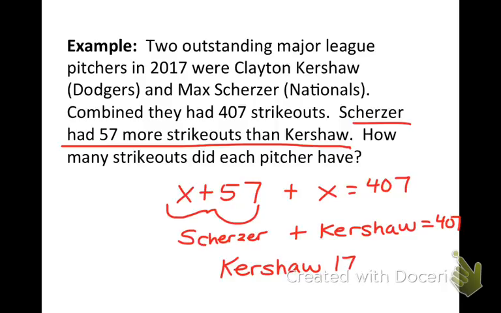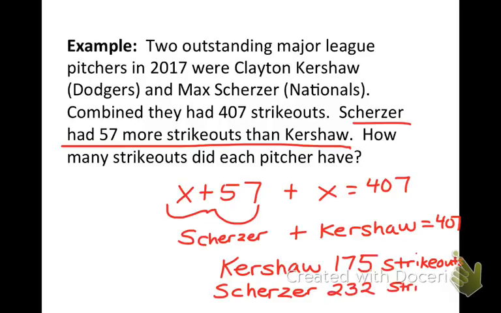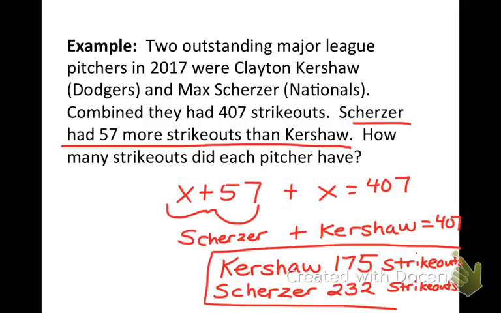So Kershaw had 175 strikeouts. That's according to Google, if we believe Google. And then Scherzer would then have how many? 407 minus 175 leaves us with 232 strikeouts. So there's our answer. So go ahead and try the second one of the try your own problems.